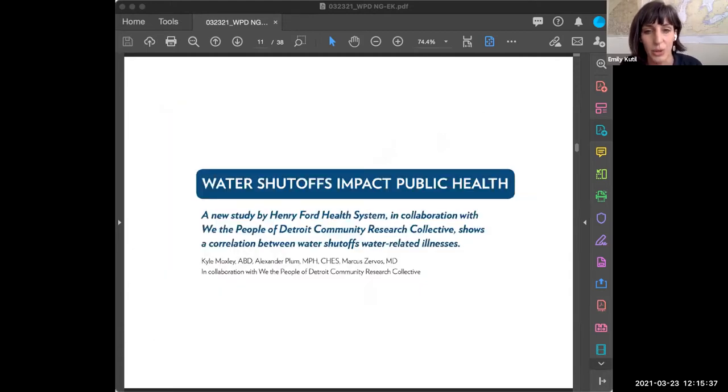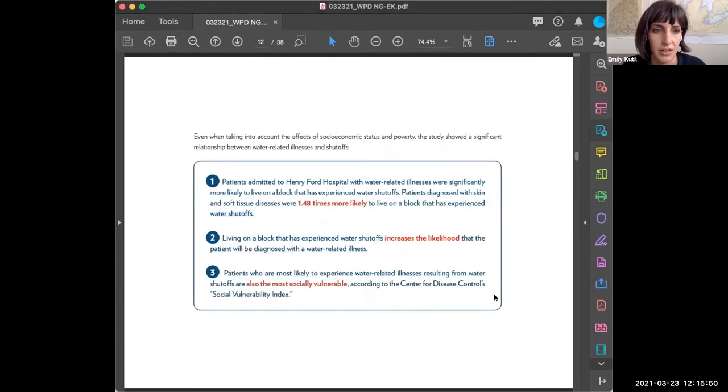In 2016, we worked with researchers from Henry Ford Health Systems to do a pilot study on the relationship between water shutoffs and water-related illnesses. We were looking particularly at skin and soft tissue diseases and gastrointestinal illnesses. Our research showed that people who were diagnosed with water-related illnesses were 1.48 times more likely to live on a block with water shutoffs. We found that the inverse is also true: people who live on blocks with water shutoffs were 1.55 times more likely to get a water-related illness.